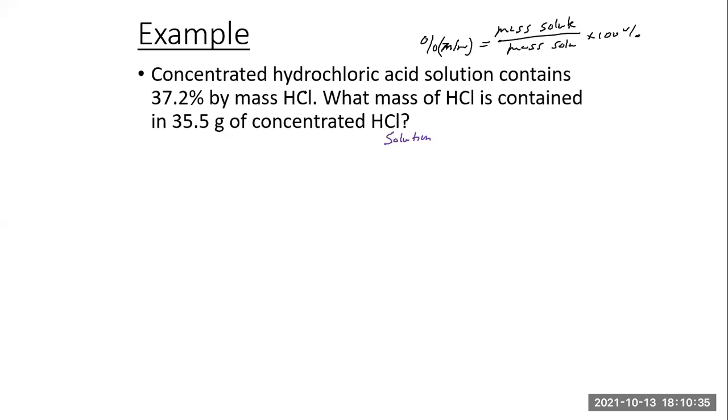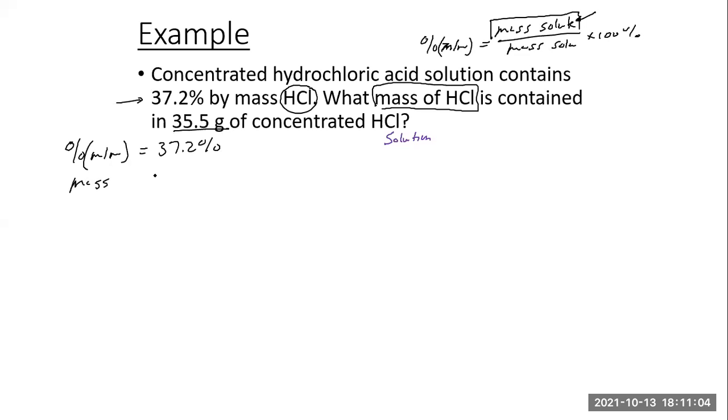The solute here is the HCl. Remember that the name of the solution is always the solute. So when we're looking for the mass of the HCl, that would imply that we are looking for the mass of the solute in this particular case. So that means that they did give us the percent mass to mass, which in this case was 37.2%. We also have the mass of the solution, which is 35.5 grams.